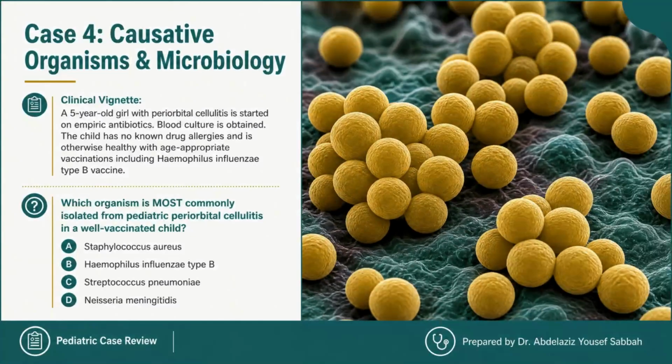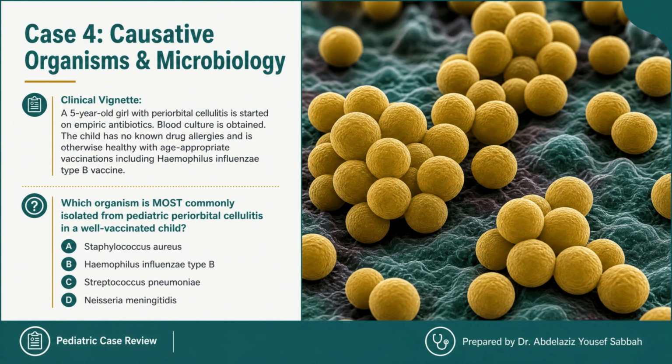Case 4. A 5-year-old girl with periorbital cellulitis is started on empiric antibiotics. Blood culture is obtained. The child has no known drug allergies and is otherwise healthy with age-appropriate vaccinations, including the Haemophilus influenzae type B vaccine. Which organism is most commonly isolated from pediatric periorbital cellulitis in a well-vaccinated child?